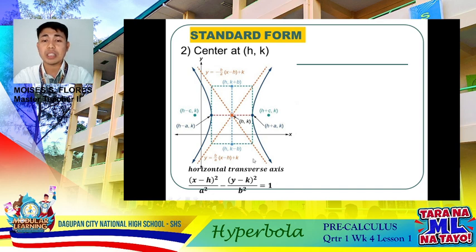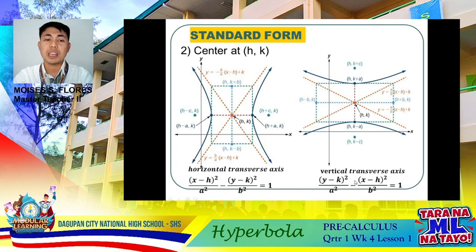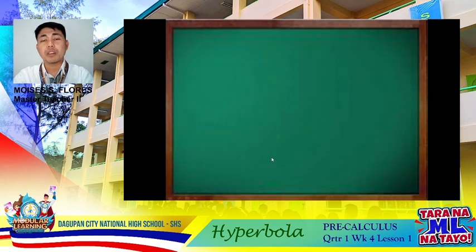That's why horizontal. On the other hand, on this figure, with respect to your equation, our major axis is said to be a vertical transverse axis parallel to our y-axis. Again, our standard forms are always equated to 1 and your major axis is always positive with respect to a squared. Let's proceed with our general form.